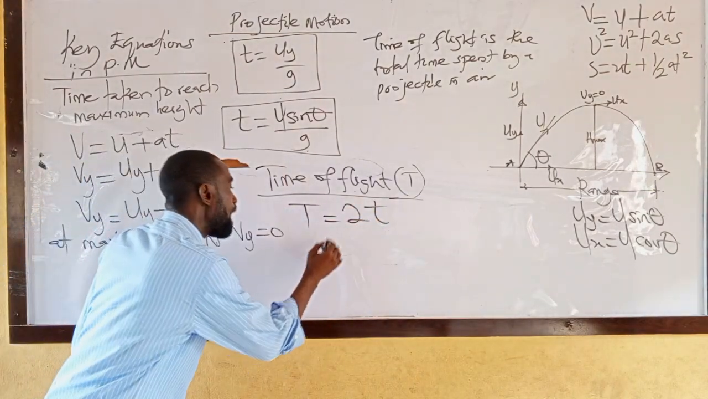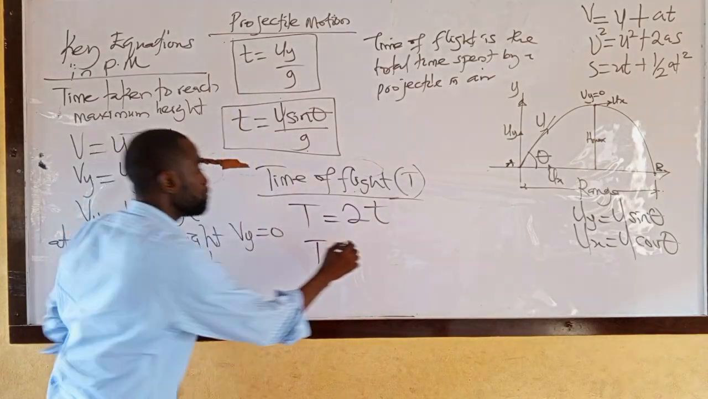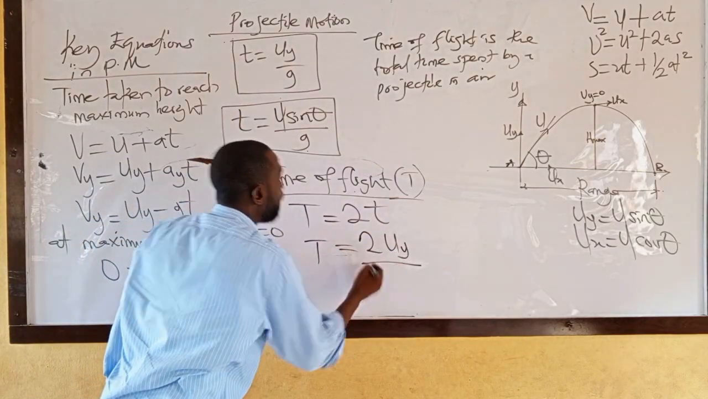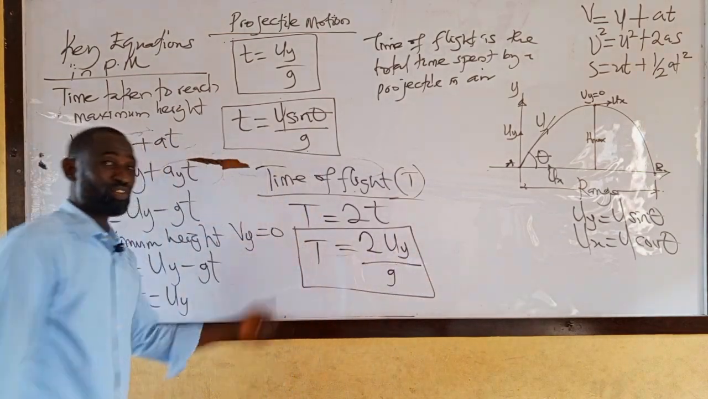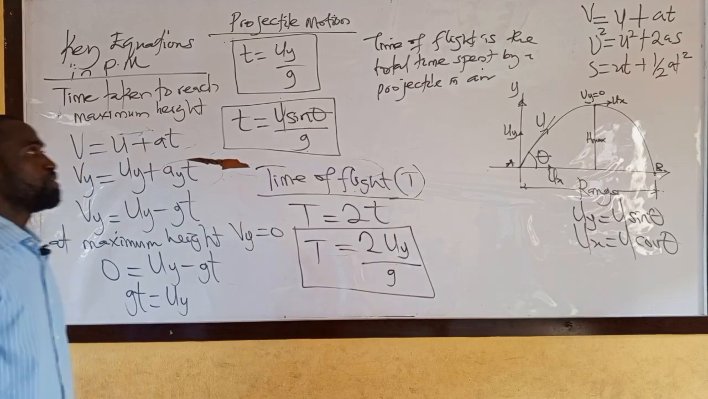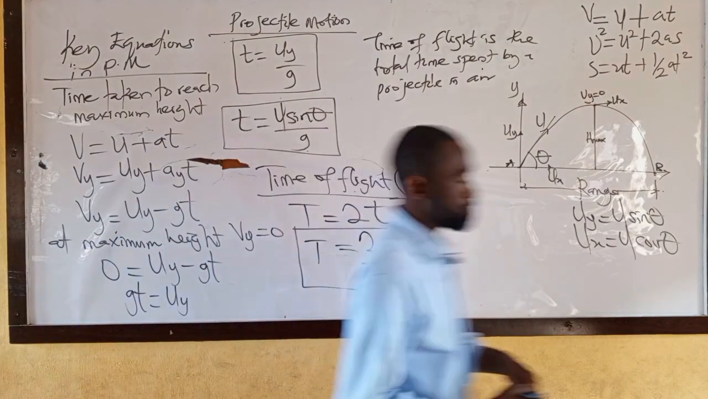T equals 2u over g. Take note of these, all these formulas. I'll do some questions on them, so let me just be writing them down. I'll do some questions using them.